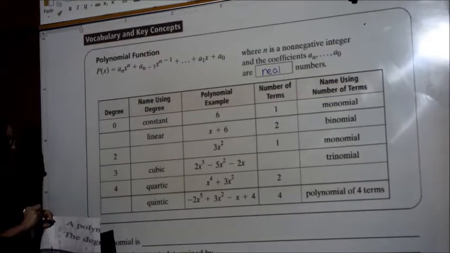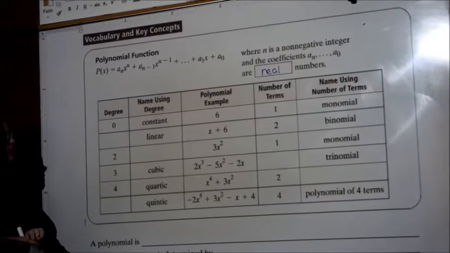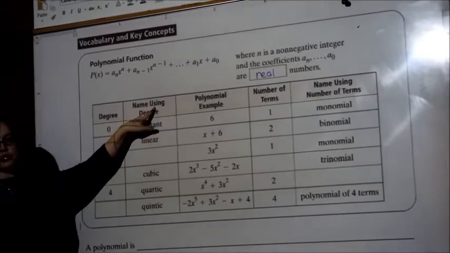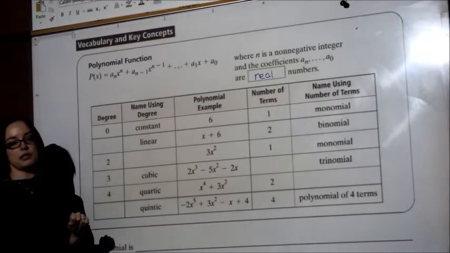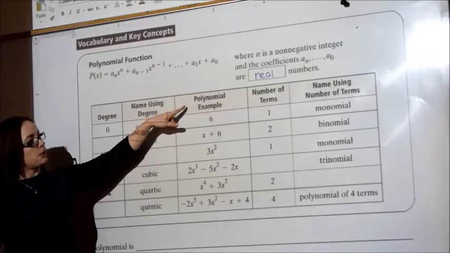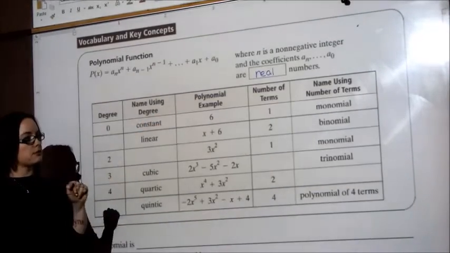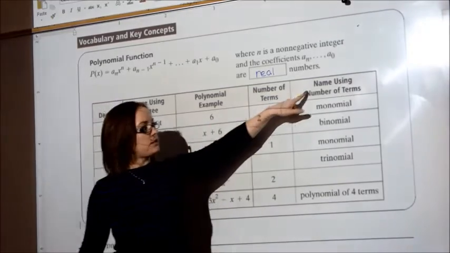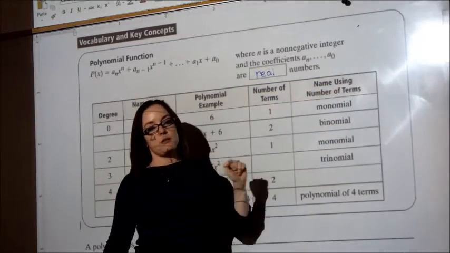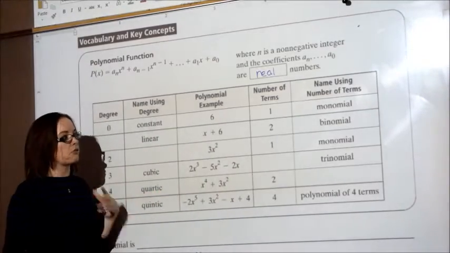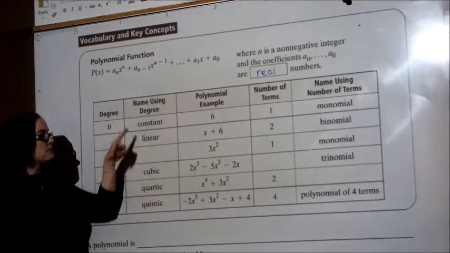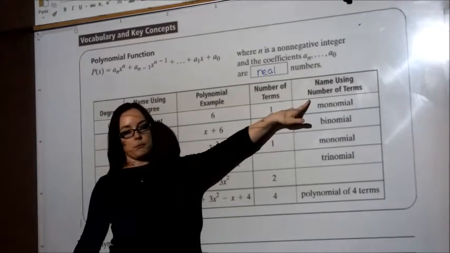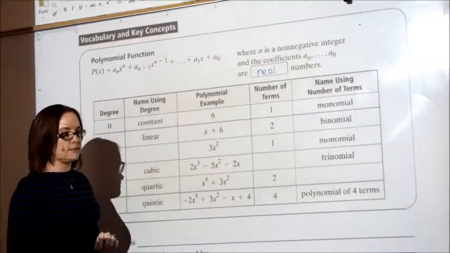So let's break down this chart a little bit. First, we're going to talk about degrees, and then the name that you would use based on the degree. And then we're going to go into polynomial examples, the number of terms in the example, and then the name we're going to use based on the number of terms. So we're going to describe our polynomials using the name for the degree and the name for the number of terms. So there's two different types of names we're going to use.